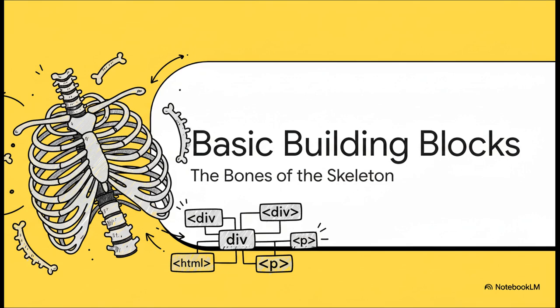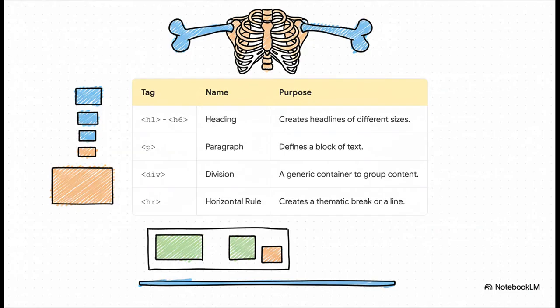Okay, let's zoom in even closer. If the body is the main skeleton, what about the individual bones? The things that give it its shape. Well, these are some of the absolute most common bones you'll find. You've got heading tags from the super important H1 all the way down to H6, which give your page a clear hierarchy. Then there's the P tag for a simple paragraph, a div, which is basically just a generic box for grouping stuff, and an HR, which just makes a line across the page.